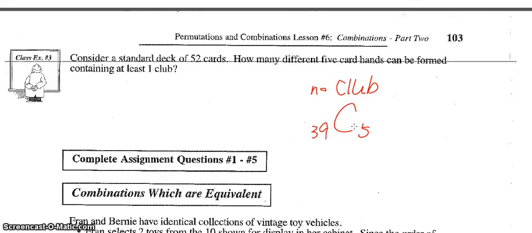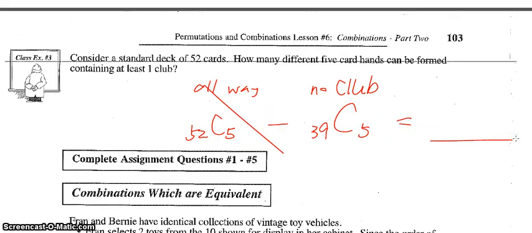Well, the question is not about no club. The question is about at least one club. So how about take all the ways, which is 52C5. That's all the possible ways, including clubs and no clubs. You take away all the no clubs, then you get the ones that have at least one club. Does it make sense? That's a quicker way to get the answer. Okay, so make sure you understand this.